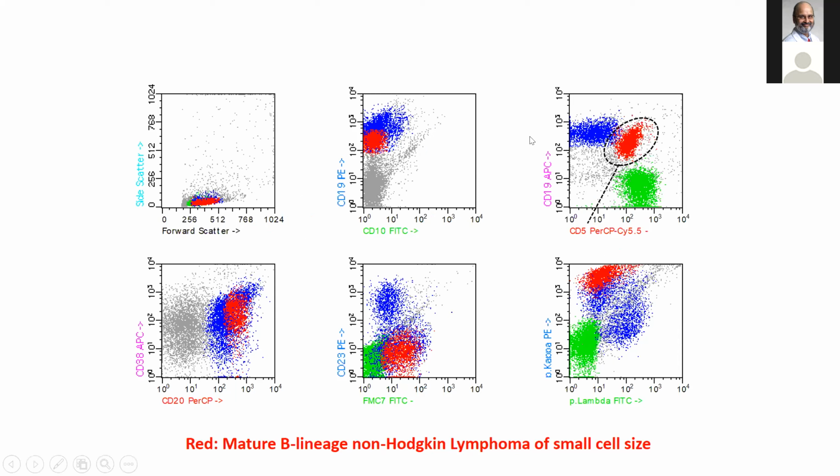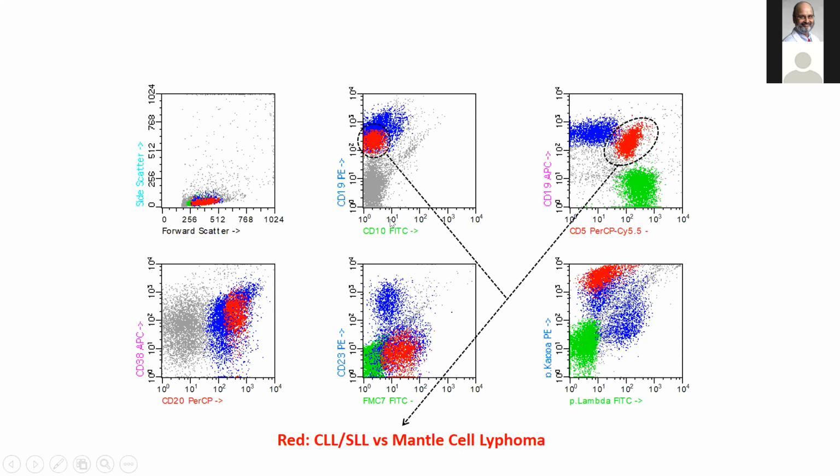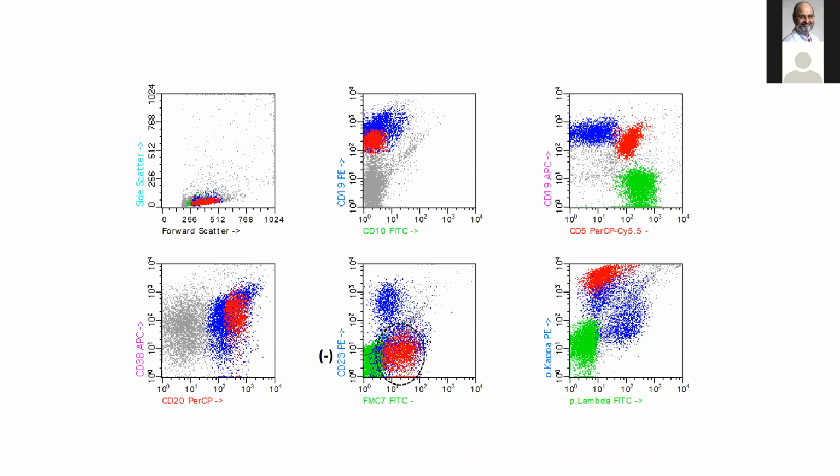So here I can see that that population is nicely CD5 positive, it's CD10 negative. So that gives me a differential then based on my algorithm of CLL, SLL versus mantle cell lymphoma. Then I'll go ahead and look at my other markers that I mentioned earlier that can help differentiate between the two. In this case, our CD23 is negative.